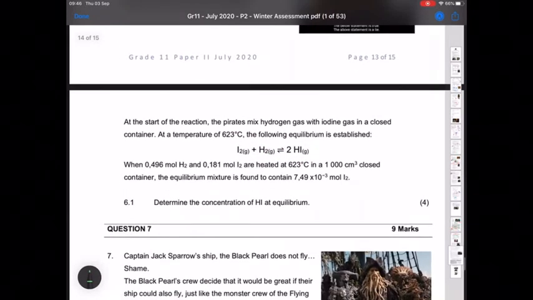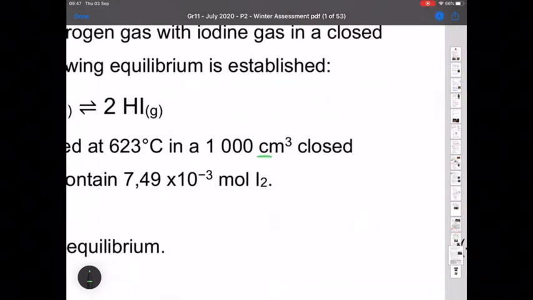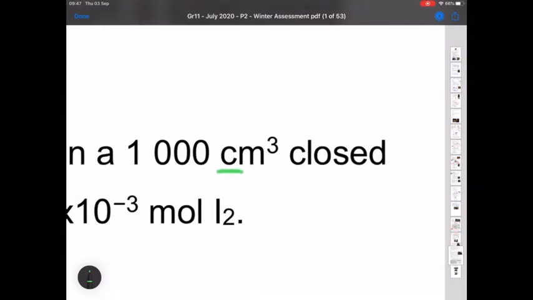So here we've got 0.496 moles of hydrogen, and, sorry, not a volume, an amount. That's our number of moles, an amount. And a number of moles of iodine. They are heated to 623 degrees in a 1,000 centimeter cubed closed container. When you read that, you should feel uneasy. You should want to convert it to decimeters cubed.